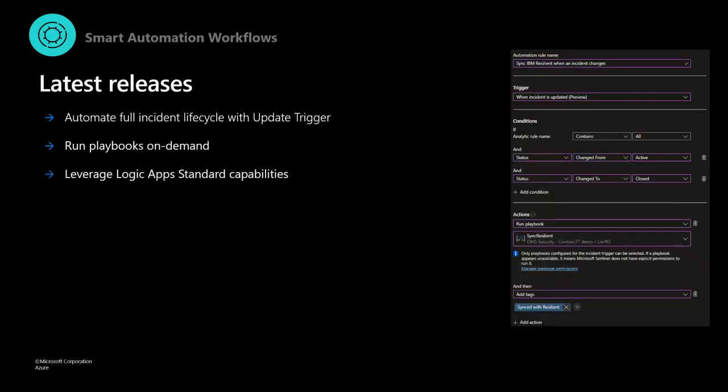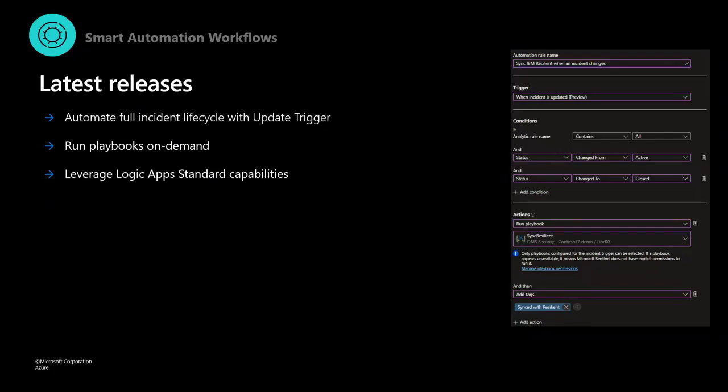Just released or going to be released this month, new exciting features. Some of them are the update trigger, so you will now be able to create automation rules also when the incident is updated. For example, when a field changes such as status, or when an owner is assigned, when an alert is added, etc. And then run a playbook or do the built-in actions.